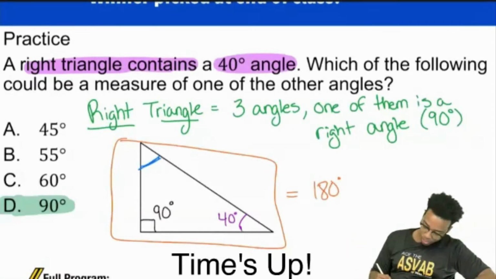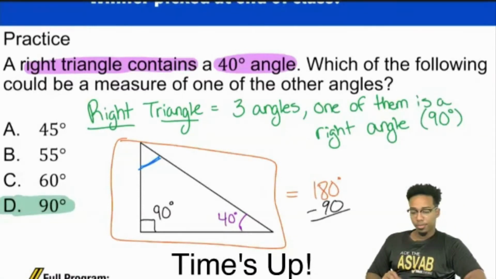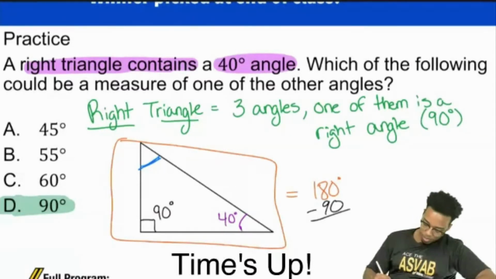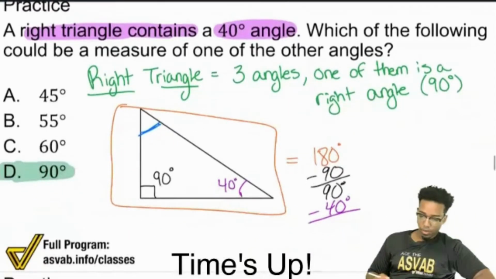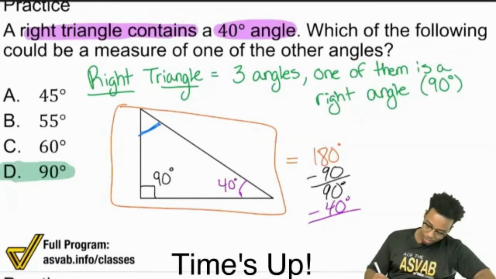So if we just take away the 90, everybody, what's 180 minus 90? Right, that'll be 90. And then if I take away the 40 degrees, what do I have left? That's going to be 50 or 60. Which one is it going to be, my party people? 50. Yeah. So 50 would be what's left.